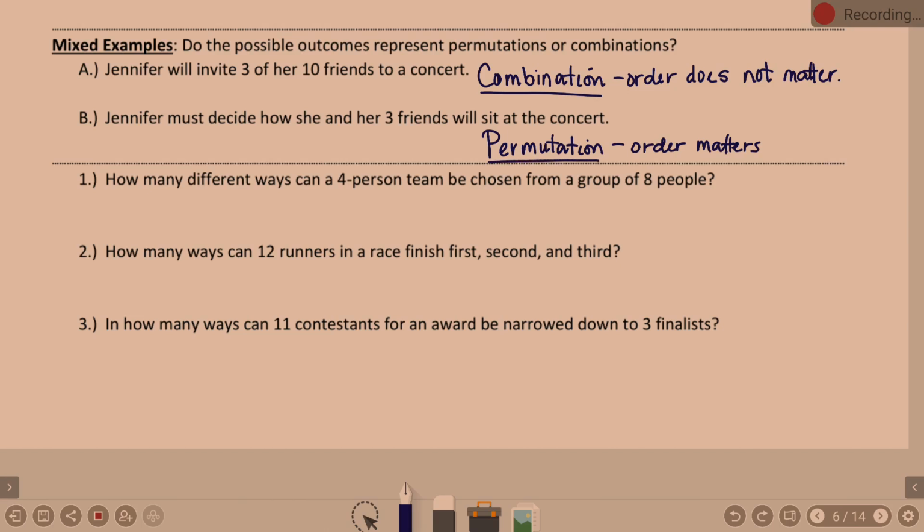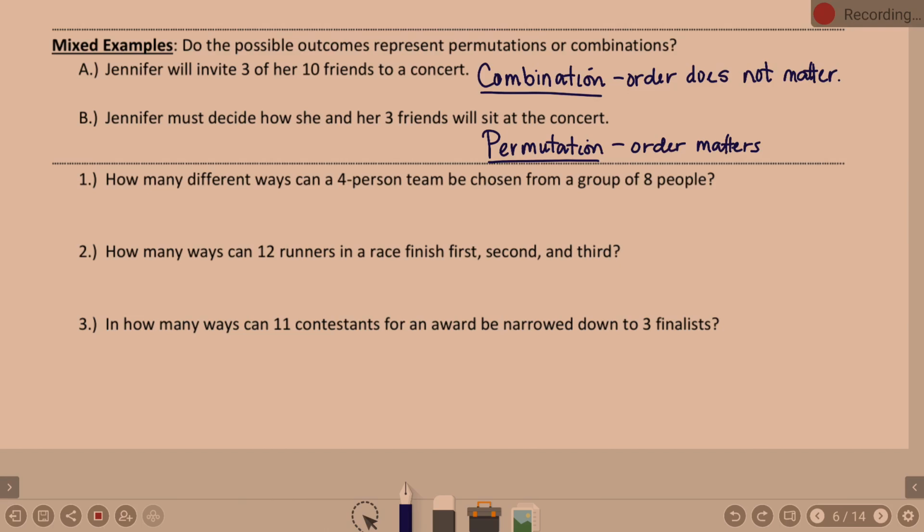So remember, if order matters, you're arranging objects. If you're trying to arrange something in so many slots, she's trying to take her 3 friends and arrange them in so many slots. A was a combination. We were asking how many combinations of 3 out of her 10 friends could be made.